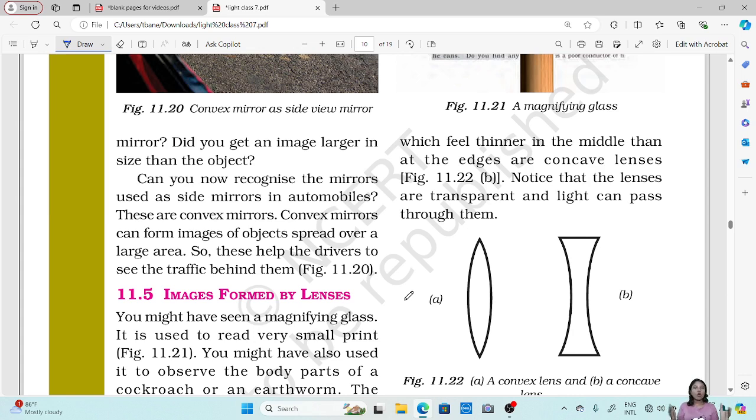But when you take a convex mirror, it covers more area around you. So in the bike mirrors, you won't just see the bike that is right behind you, but you will also see many others that are followed by that another bike.